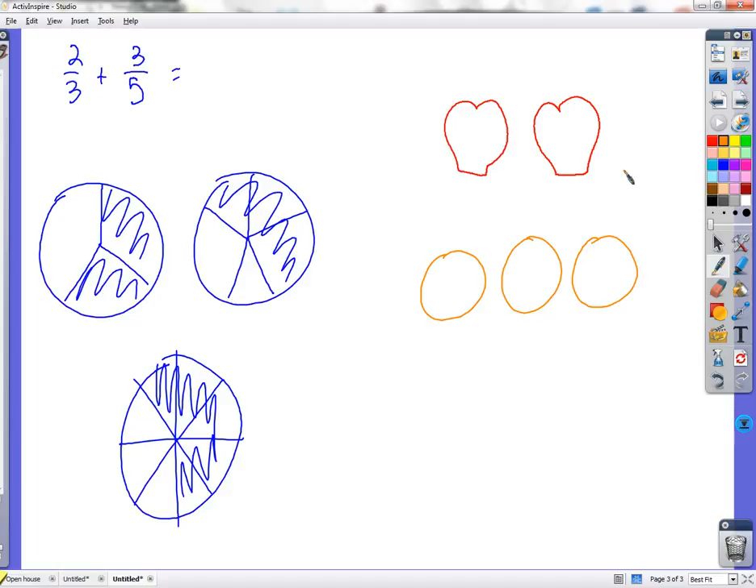If I cut these thirds into fifths and these fifths into thirds, then how many pieces will I have here? 15. And how many here? 15. Okay, now are they the same? Yeah. That's why we need common denominators. Because the denominator is saying, this is how many pieces makes up the whole. So we need to compare similar sized pieces. So we cut these into fifths, these into thirds, and now we have 15ths in both of them, and that's what we need to do with the fractions.